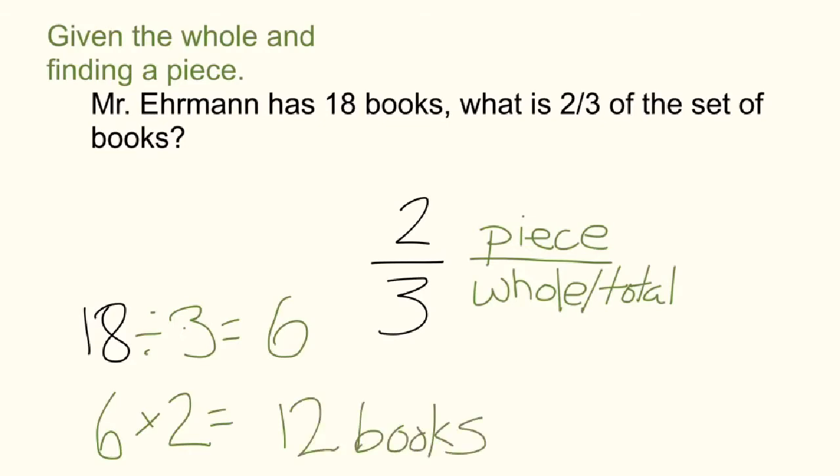So we divide first, and we divide the number we're given by the part of the fraction that represents that number. And then we multiply that answer by the other part of the fraction.